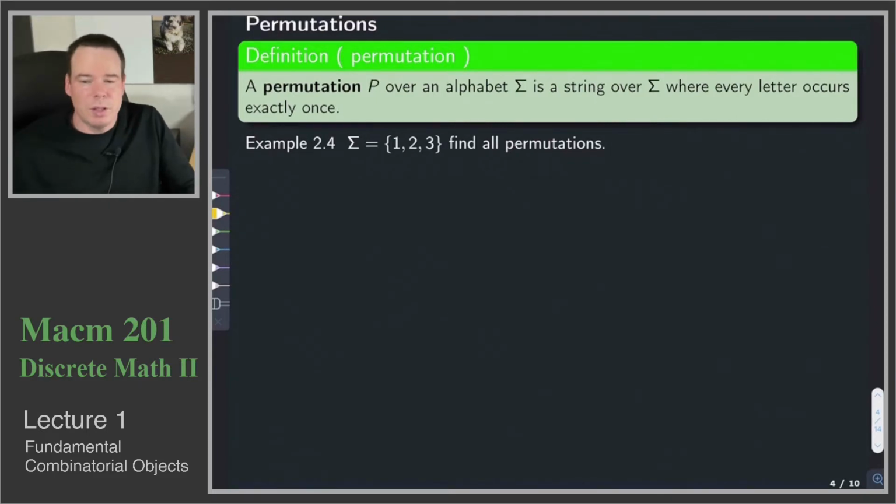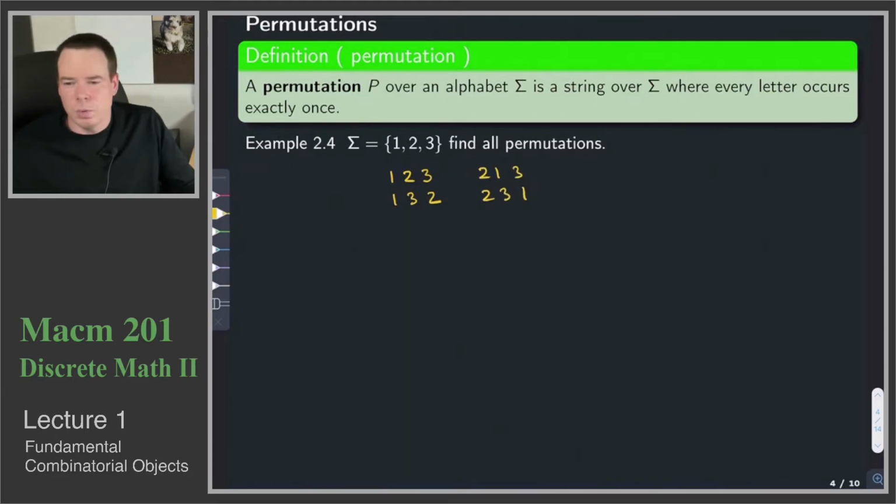This leads us to permutations. A permutation P over an alphabet sigma is a string over sigma where every letter occurs exactly once. For example, let's find all the permutations of the alphabet sigma consisting of 1, 2, and 3. It's going to be 1, 2, 3; 1, 3, 2; 2, 1, 3; 2, 3, 1.